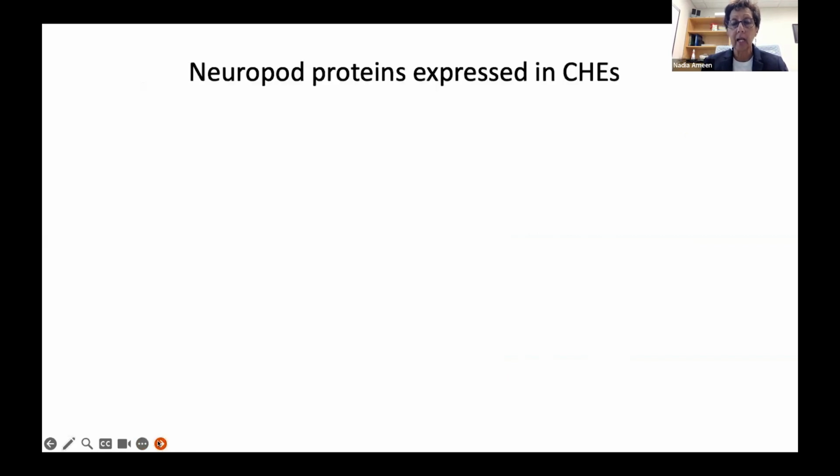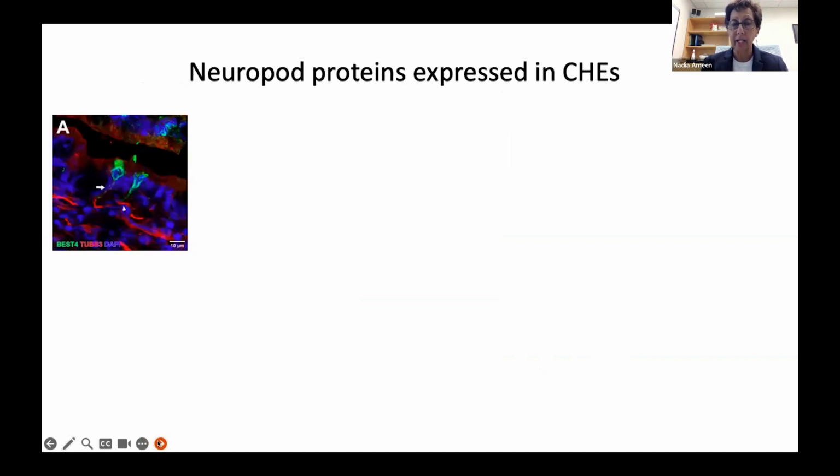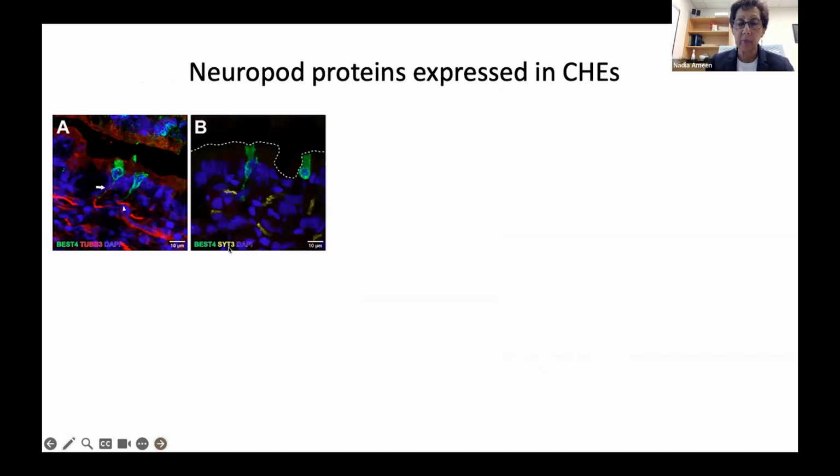And so we then began to label the chi cells in the rat intestine to see whether we can identify these neuropod proteins in the rat chi cells. And here you can see a chi cell labeled for BES4. You can see a long basal process labeled for BES4 extending into the lamina propria and connecting to TUB3. We identified synaptotagmin 3, similarly in close proximity to a BES4 positive cell.